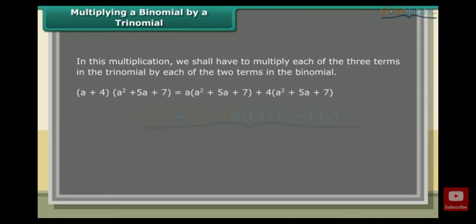(a plus 4) into (a squared plus 5a plus 7) is equal to a into (a squared plus 5a plus 7) plus 4 into (a squared plus 5a plus 7), which is equal to a cubed plus 5a squared plus 7a plus 4a squared plus 20a plus 28, which equals a cubed plus 9a squared plus 27a plus 28.